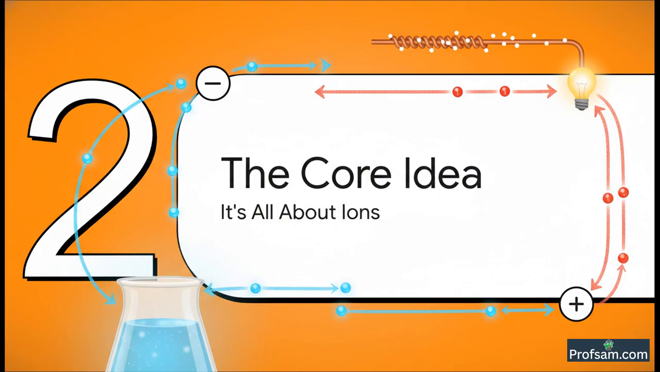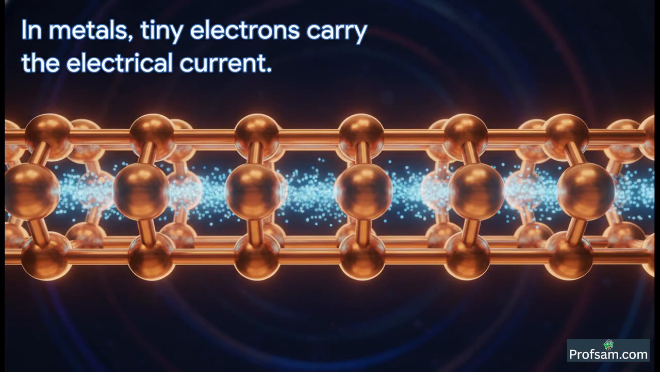This brings us straight to the core idea of this topic. You see, in metals, electricity is carried by electrons. But in electrolytic solutions, the story is different. The flow of electricity is not due to electrons. Instead, the charge is carried by mobile, charged particles that we call ions. We have all learned this in our physics classes, correct?